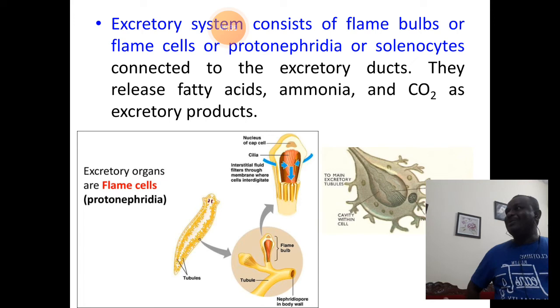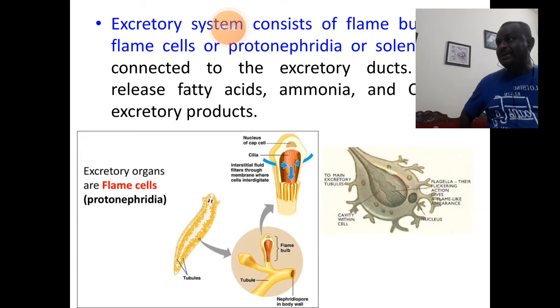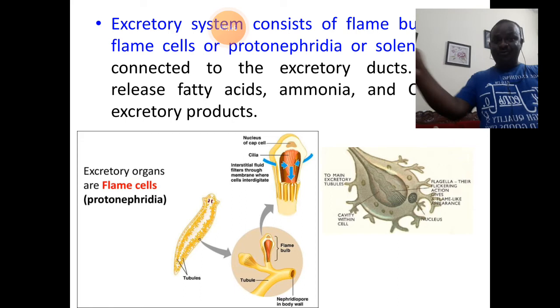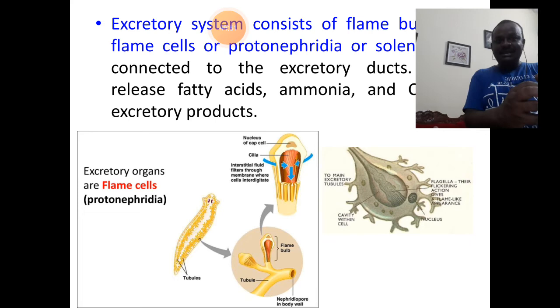What are these cells? Can you see a diagram down separately? It has got protoplasmic extensions, which will absorb that excretory waste. It is a flame cell. It will take it inside. And this cell has got a cavity within. We call it the intracellular space or cavity.